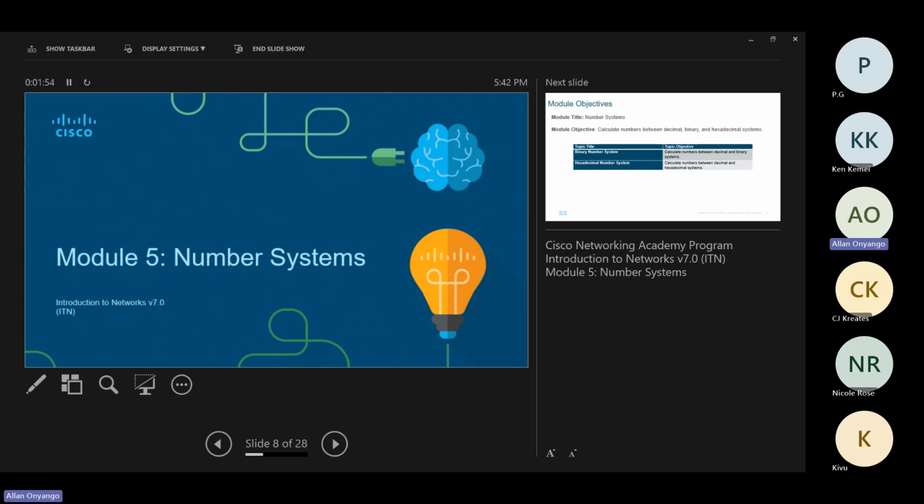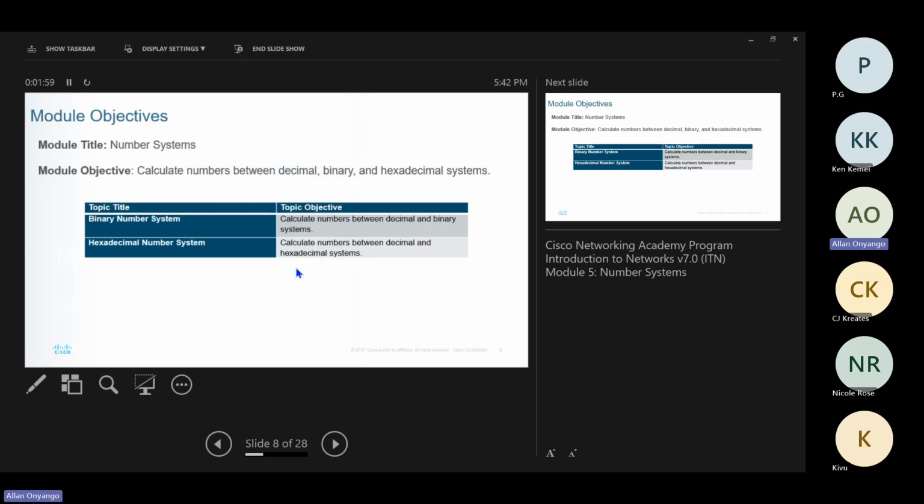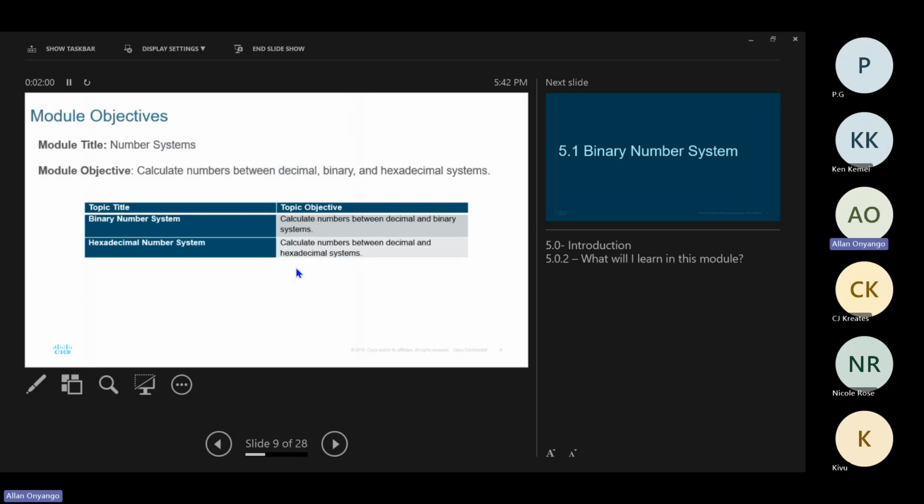We are going to talk about three numbering systems. One number system is preferred by humans, and the others are preferred by machines. So from the major objective, we'll calculate the numbers between decimals, binary, and hexadecimals.